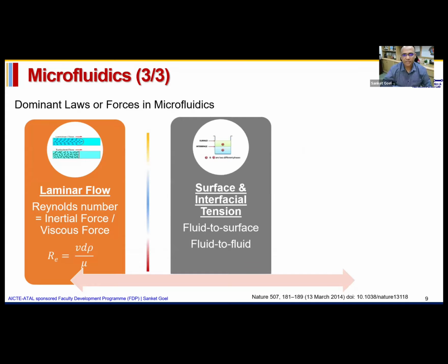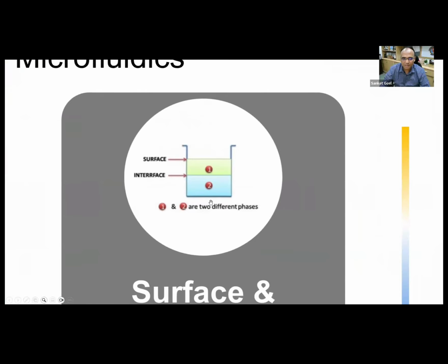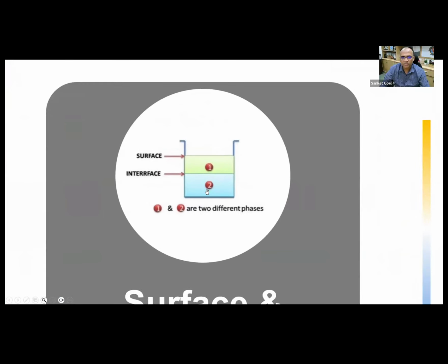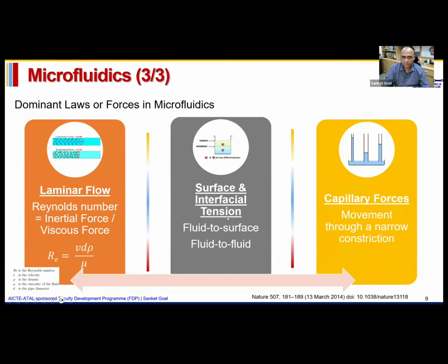The second major governing law is the surface and interfacial tension. So what you can see here is that if you have a beaker or any other vessel where you have two different phases, like the liquid phase or gas phase, it can create a nice interface, and it creates a nice surface along with the vessel. So we have to take into consideration the surface and interfacial tension between fluid to surface and fluid to fluid if you have two different fluids. Those two aspects need to be taken into consideration: the fluid to surface interfacial tension and fluid to fluid forces and tensions.